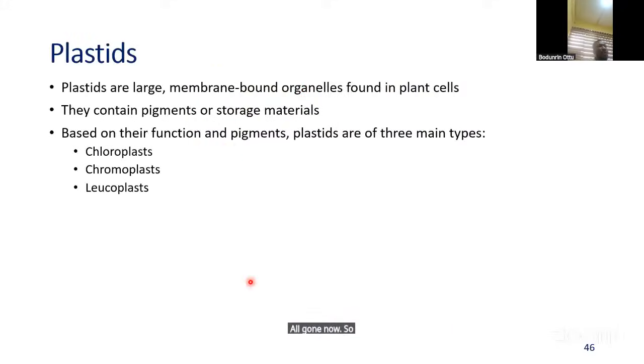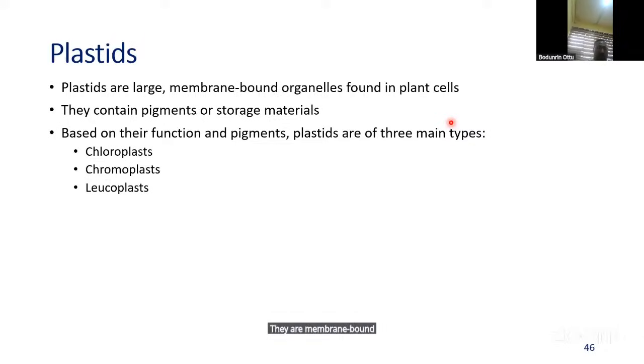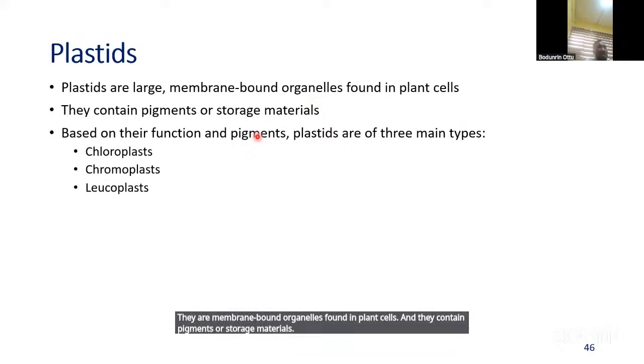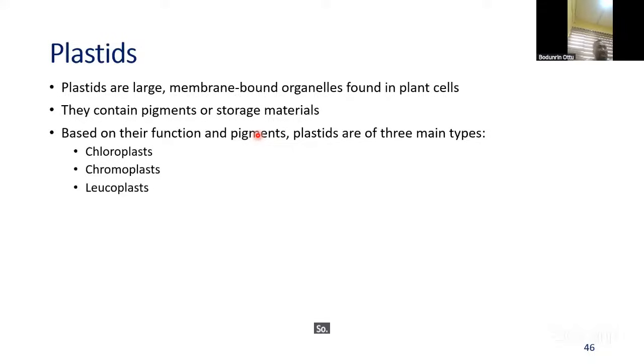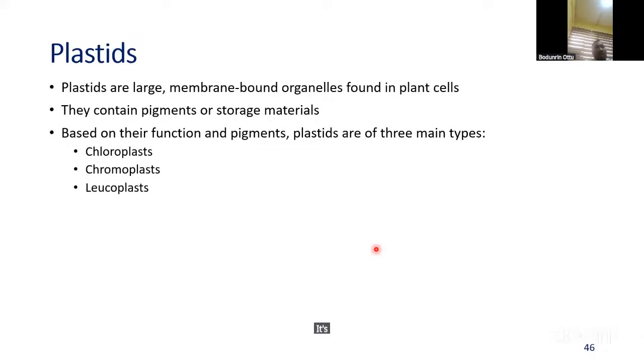So we want to look at plastids. Plastids are also found in plant cells. They are membrane-bound organelles found in plant cells, and they contain pigments or storage materials. So when you talk about pigments or storage materials, you would find them in plastids. And there are different types of plastids based on their functions, based on the pigments that they contain.